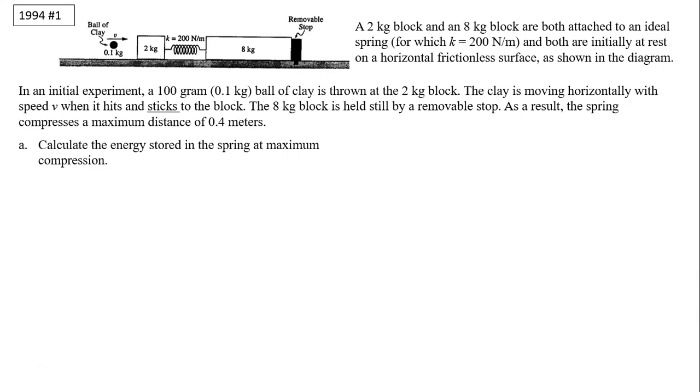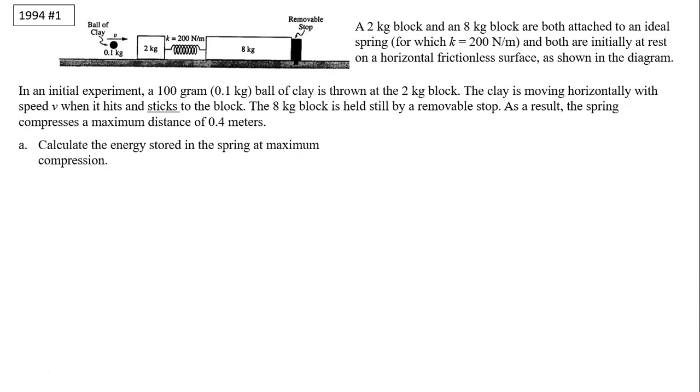Today we're going to talk about a question of collision. Here is an example from a past exam. A 2 kilogram block and an 8 kilogram block are both attached to an ideal spring for which k equals 200 newtons per meter. Both are initially at rest on a horizontal frictionless surface as shown in the diagram.